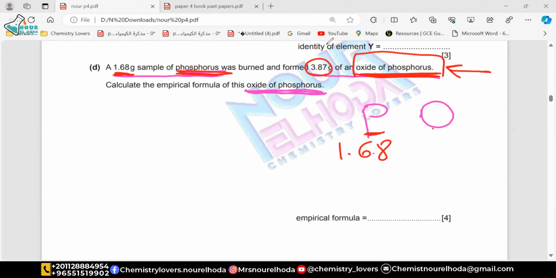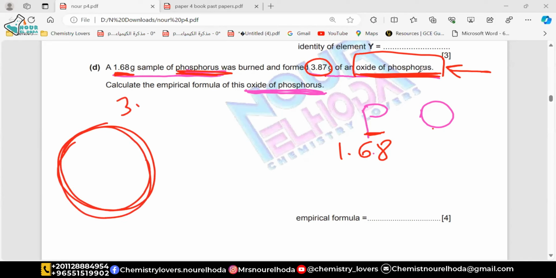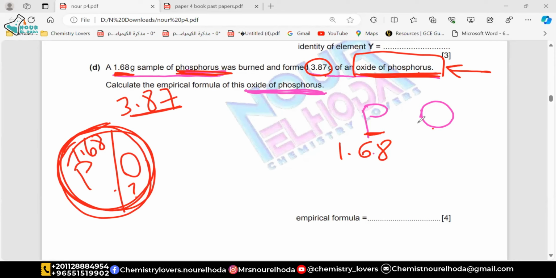Imagine with me, this is the phosphorus with the oxygen, it was 3.87 gram. If the phosphorus alone was 1.68 gram, then how much was the oxygen? You will do 3.87 minus 1.68. Correct, good job. Excellent. So, as you said in the chat, it's going to be 2.19. Perfect. I just subtracted this minus this.